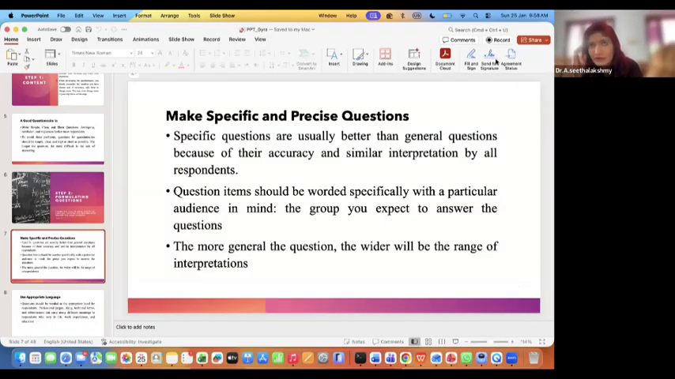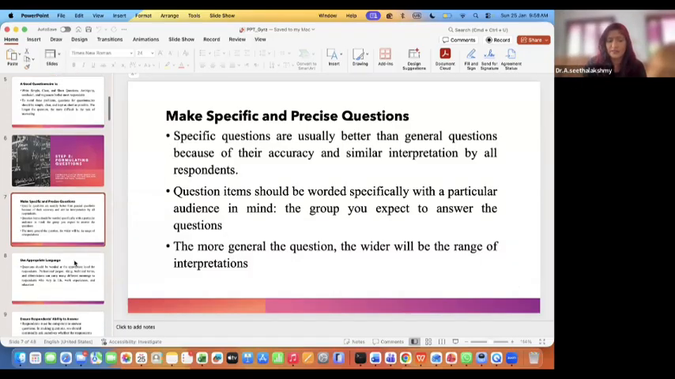With that idea, I need to make it more specific. Don't ask a general question. A very accurate and simple interpretation needs to be there. So please be specific. From the 100 questions that we created, the 100 may come down to 80 when we go into this concept of more precise and more specific questions.